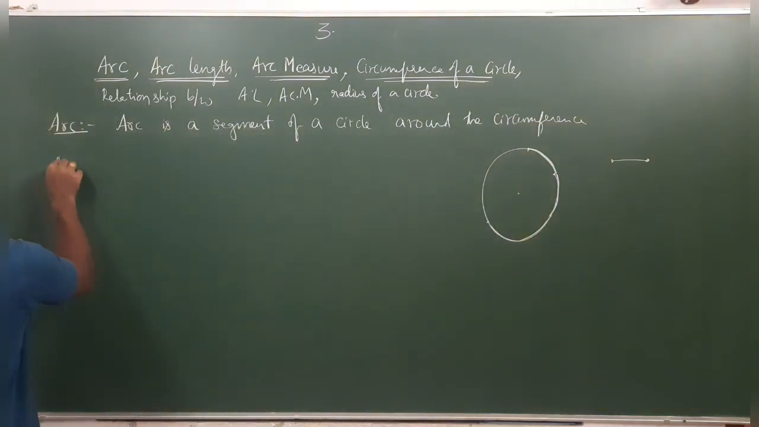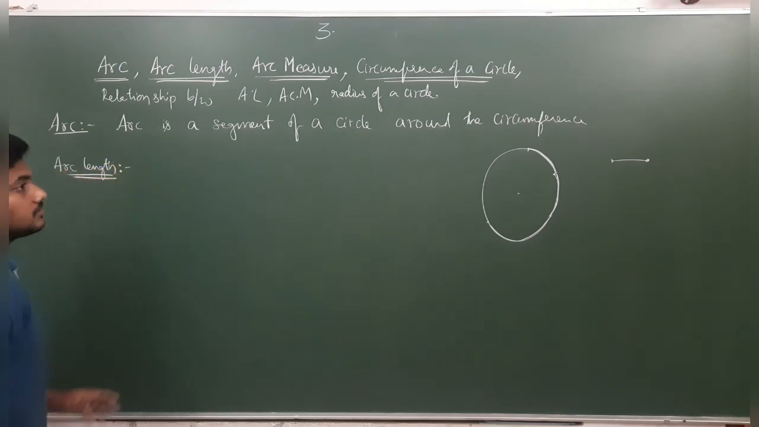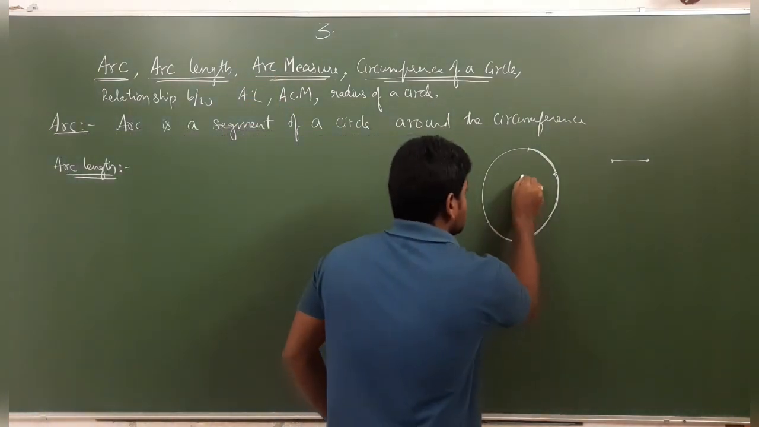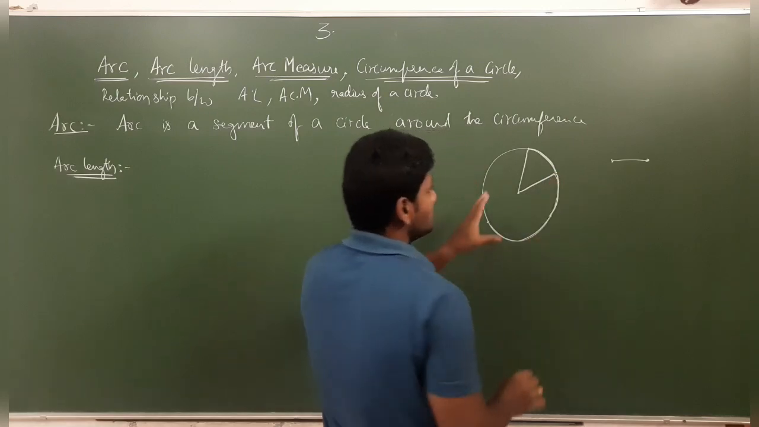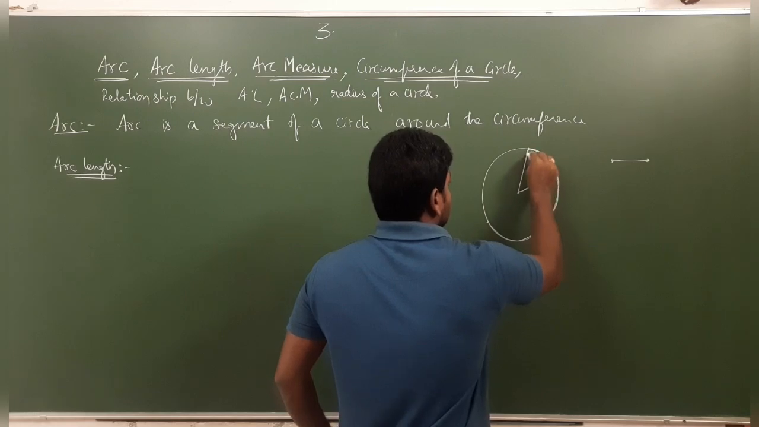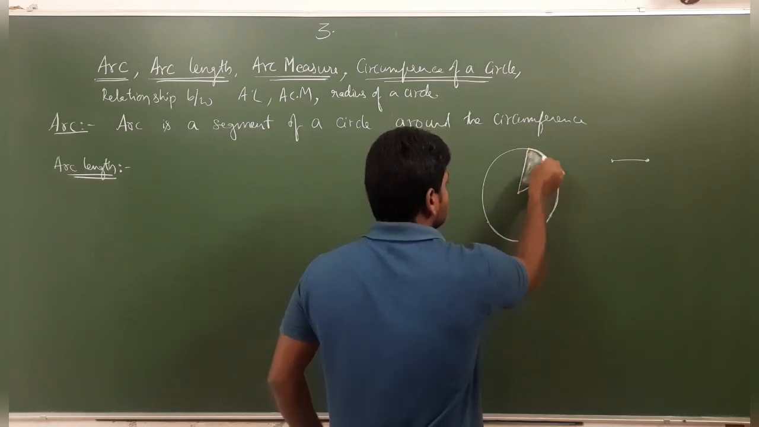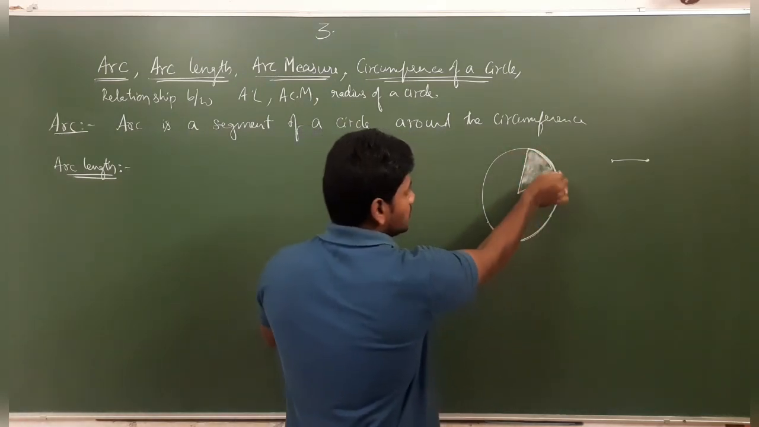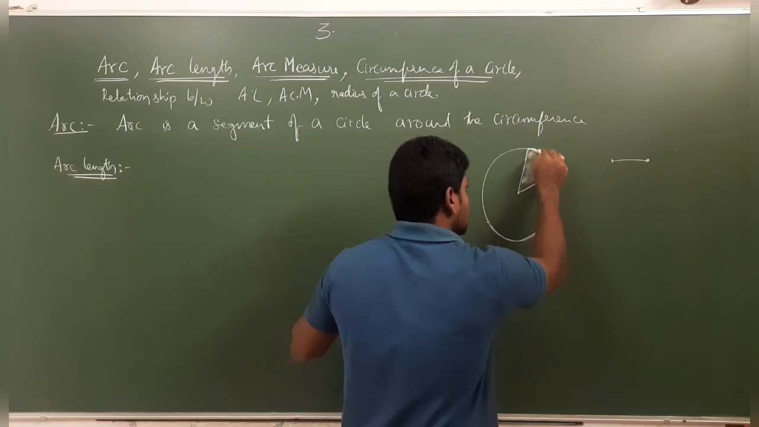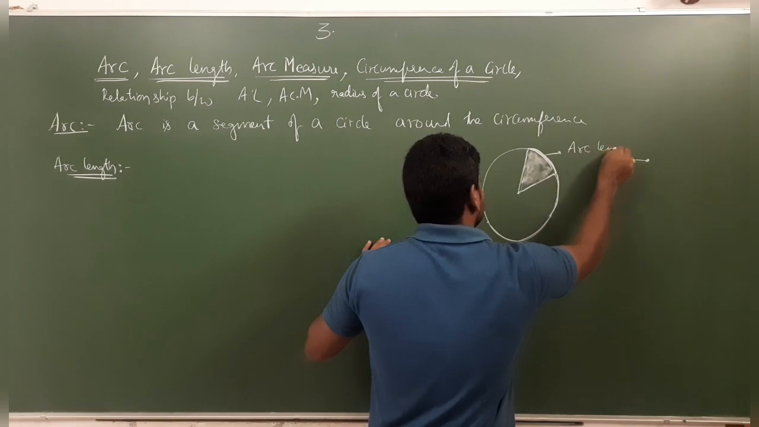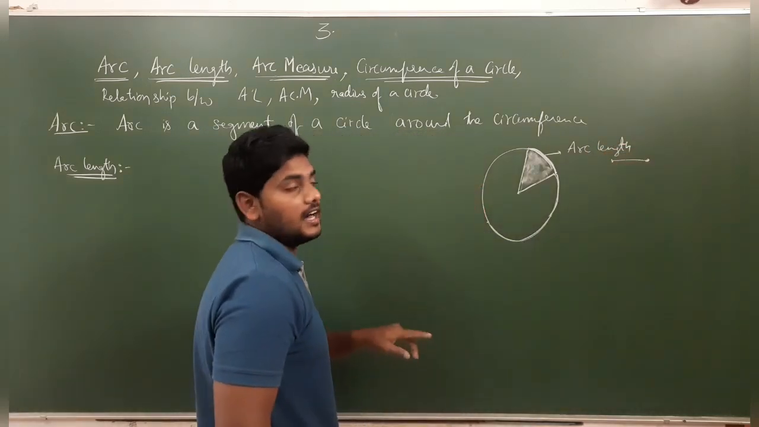Next, arc length. There is a difference between arc length and arc measure. For example, if I consider this one, this is nothing but a sector, right? The gap between this total filled one will be considered as a sector. In that, this part is nothing but an arc, and particularly that length will be considered as arc length.